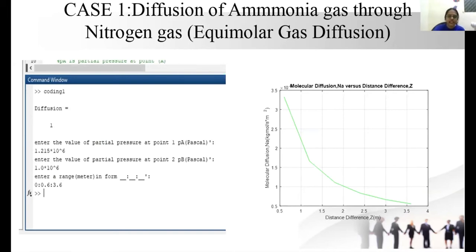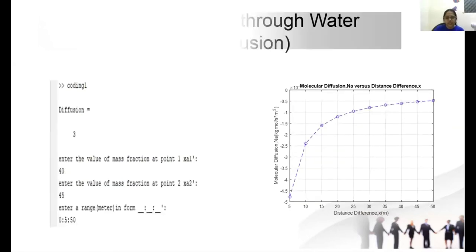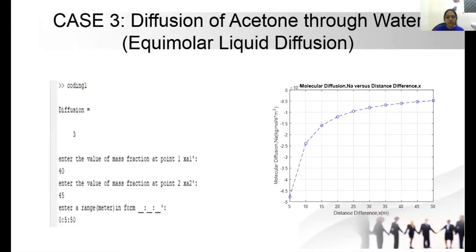For the second case, we have diffusion of water vapor through non-diffusing air against the distance. Same as the first case, we need to include the partial pressure and the range of distance. Then only we can get the graph. And for the third case, we have diffusion of acetone through water against the distance. So same goes as case 1 and case 2.